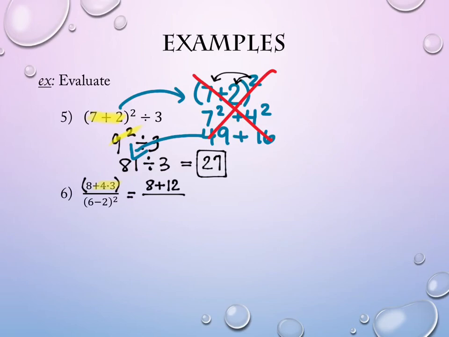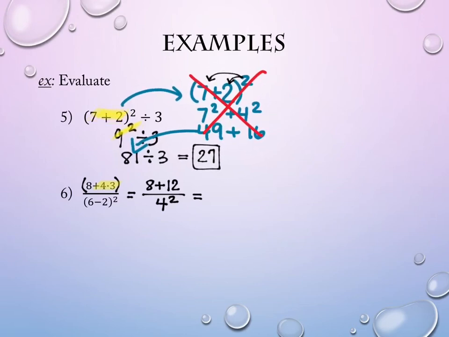So on the bottom, I have two operations. What will I do first? It's actually subtraction because of the parentheses, right? So 6 minus 2 is 4. So the denominator is now 4 squared. On the top, I have 8 plus 12. Let me move that up just a little bit. Yep, that's 20. My denominator is 4 squared, 16.